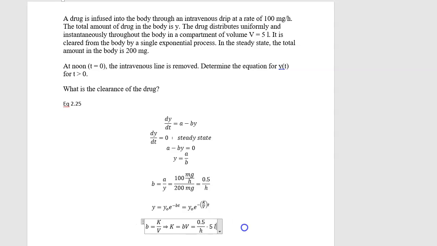And let's instead express this in liters. So 2.5 liters per hour is the clearance we have for this med. Hopefully this helps.